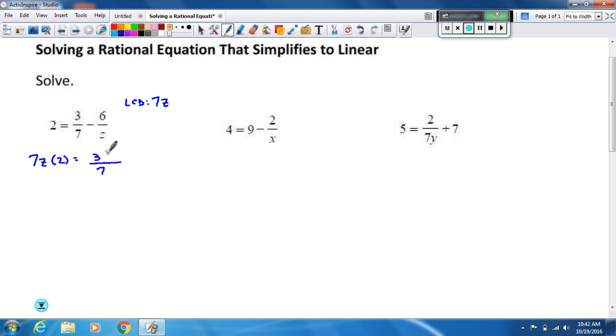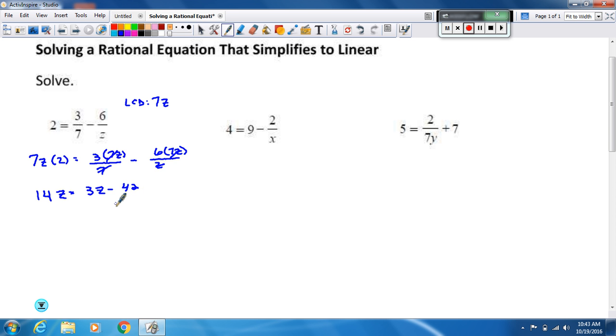I'm just going to make an extra long fraction bar, 3 over 7. I put the 7Z up top, minus extra long fraction bar, put what you already had, 6 over Z, and then put the LCD with that, 7 over Z. So 7 times 2 is 14. 14Z equals, top cancels with bottom, so that's just a 3Z there, minus top cancels with bottom, 6 times 7 is 42.